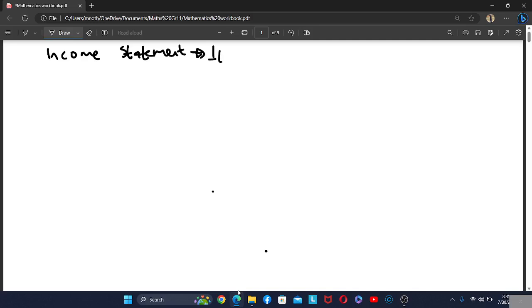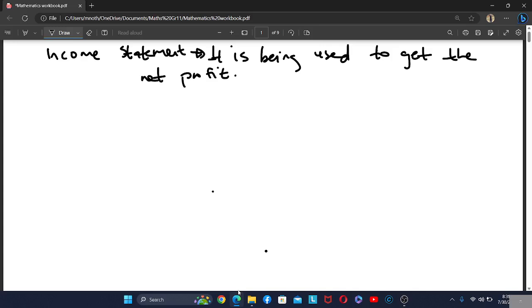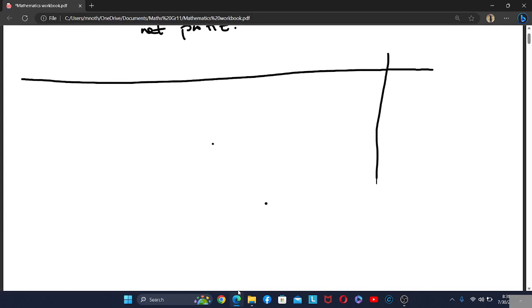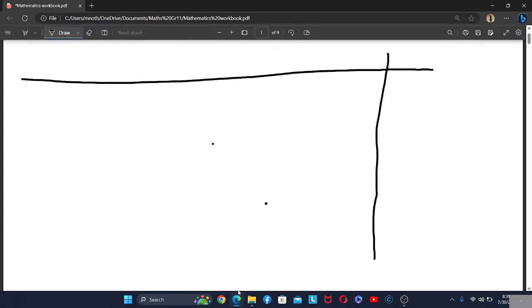So it is being used to get the net profit of the business. So the business uses the income statement with the purpose of finding the profit. So let's look at the format of the income statement. Here is the format of the income statement.